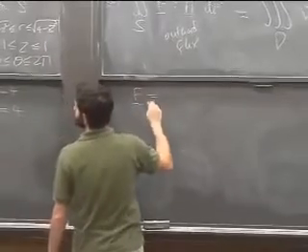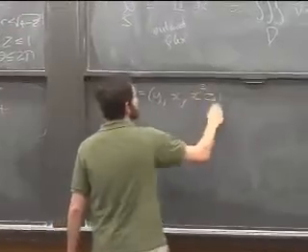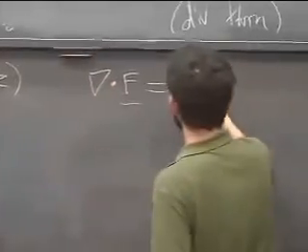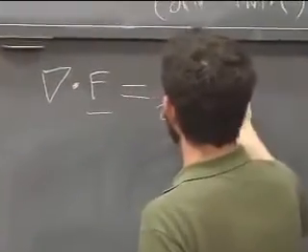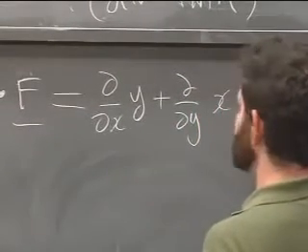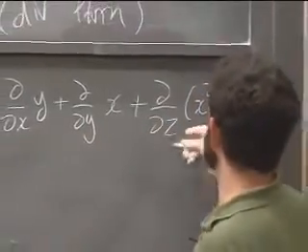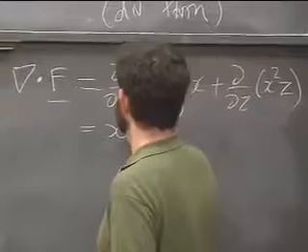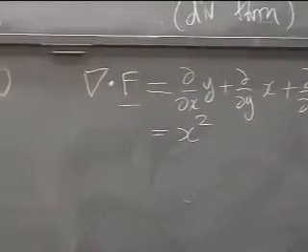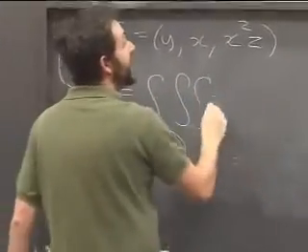So F, to remind you, is y x, x squared z. So the divergence of F is just the x derivative of the x coordinate plus the y derivative of the y coordinate plus the z derivative of the z coordinate. Well, that's 0, and that's just x squared. So we need to compute. So this integral is equal to the triple integral of x squared dV.